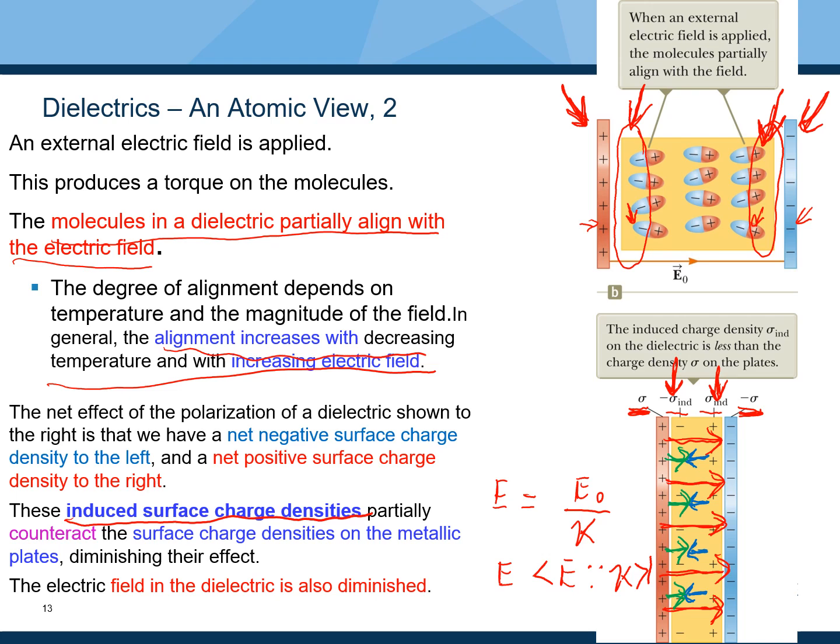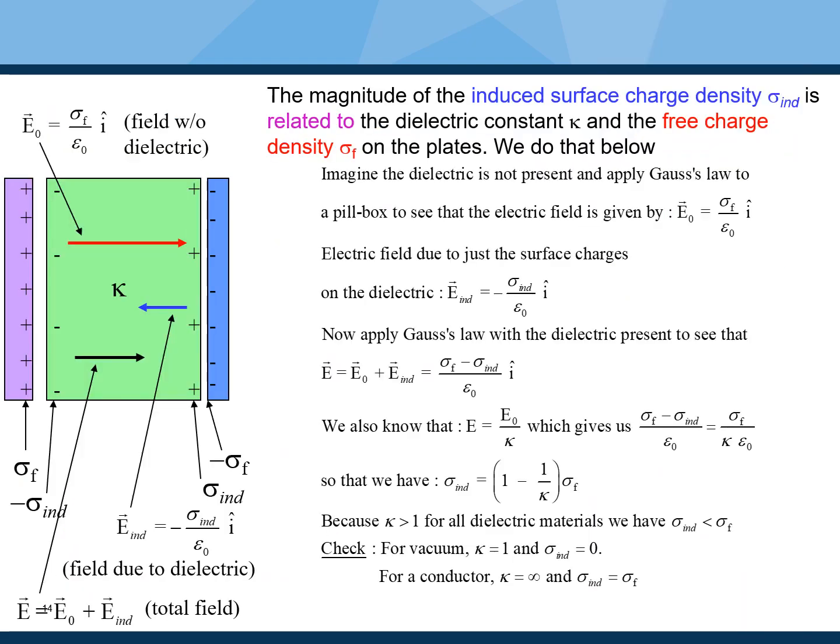Okay? So now we're going to go ahead and realize that the electric field in the dielectric is diminished because of the induced surface charge densities that are initially produced when the dielectric is snuck in. And these surface charge densities indeed counteract the surface charge densities on the metallic plates, thereby diminishing their effect. So these are the insights that we carry through, and now let's carry these insights into this last transparency associated with this chapter.